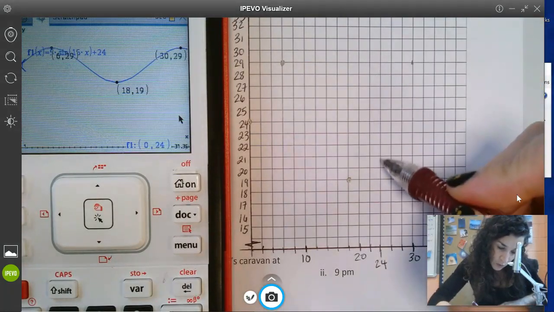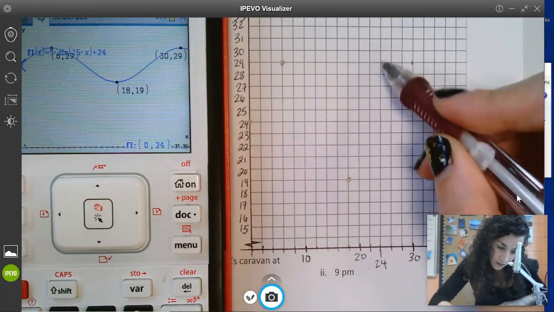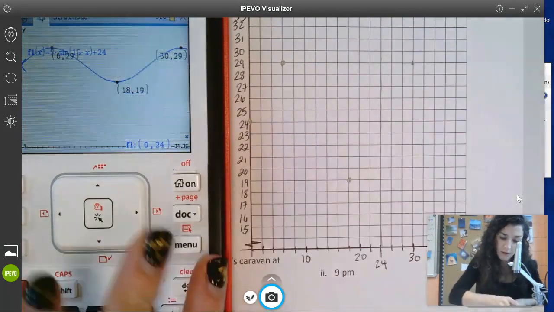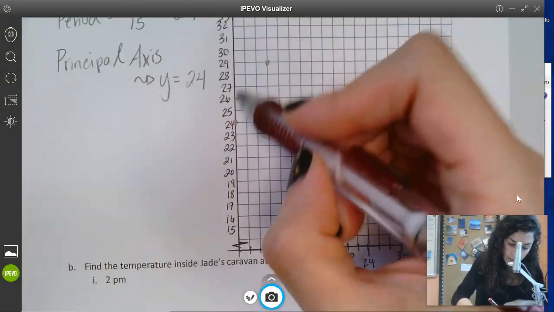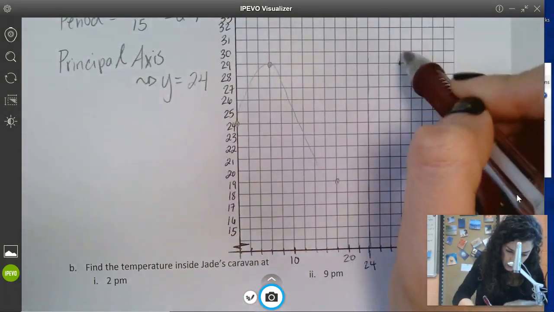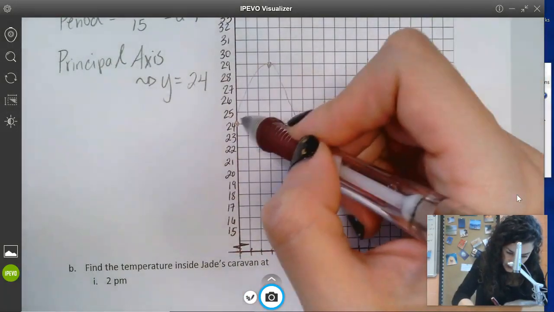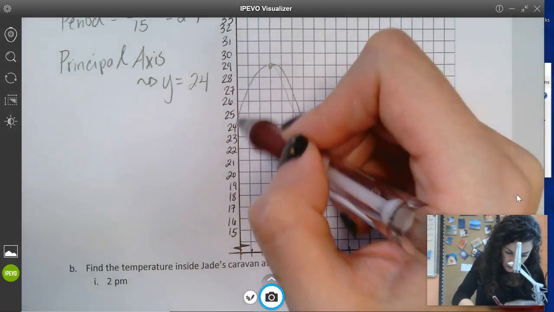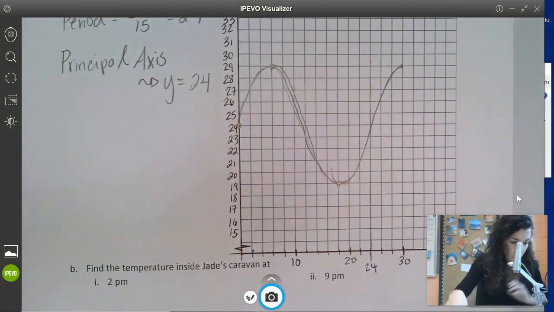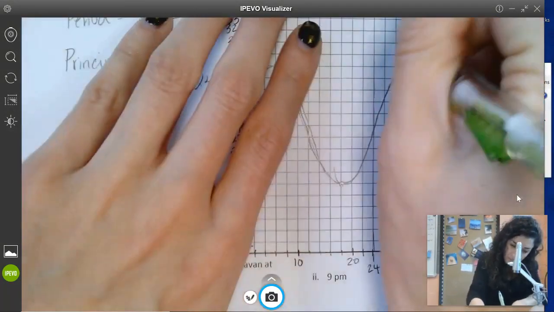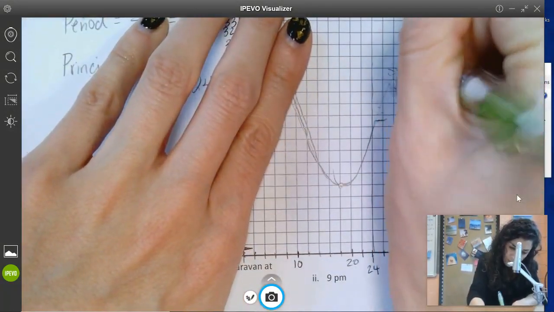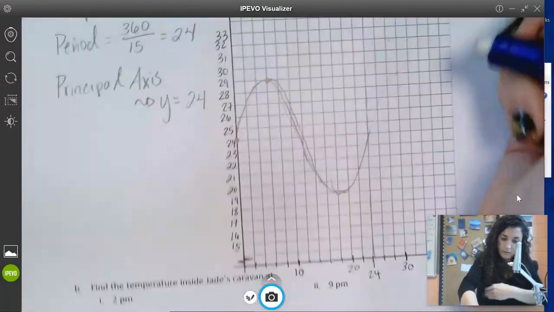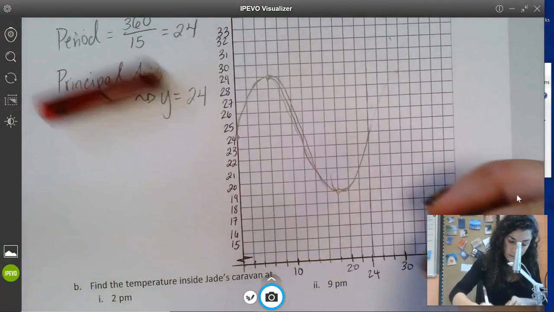But remember, I'm only going to 24, so I'll have to stop the graph at that point. But we have a little curve that goes up and down and back up again. And then I'll just go back in and erase where I want it to stop.